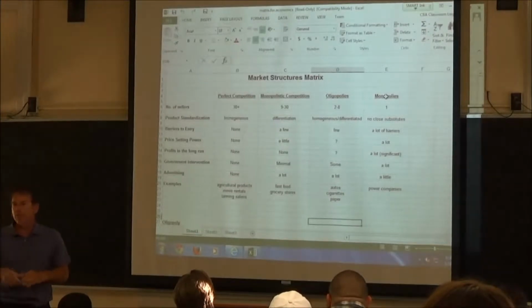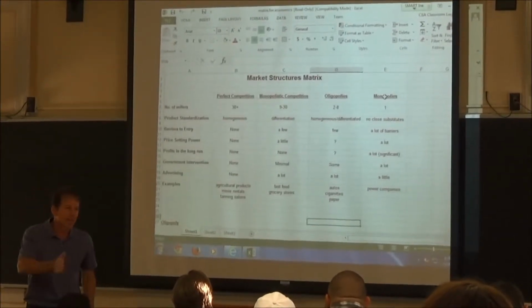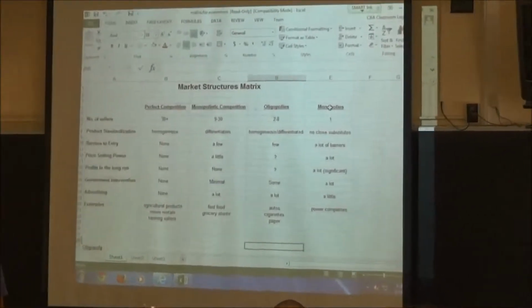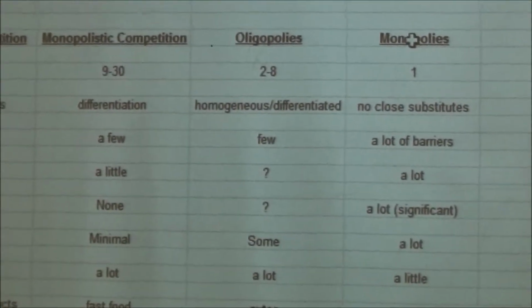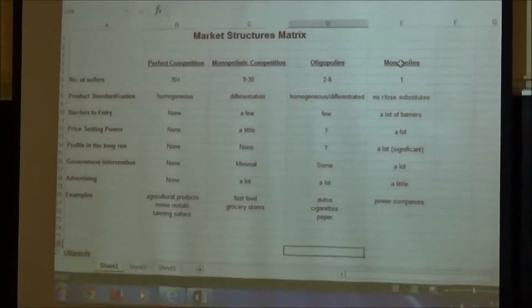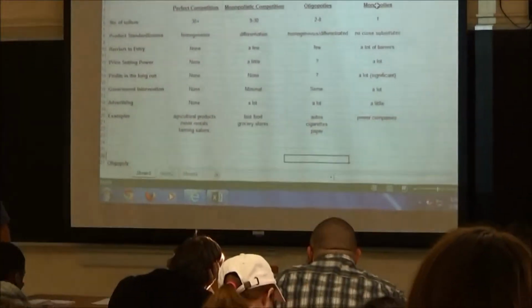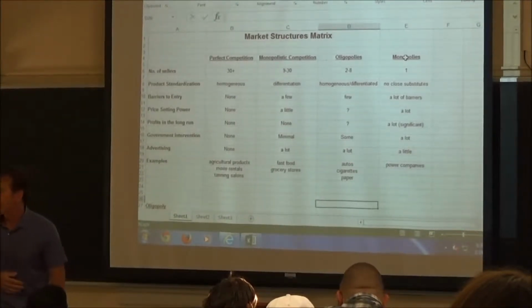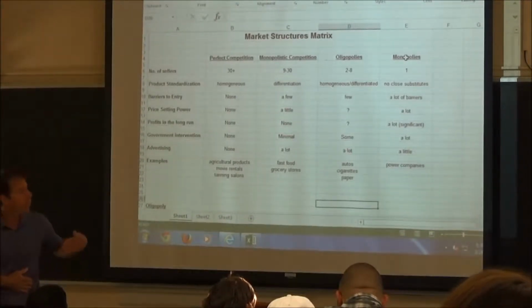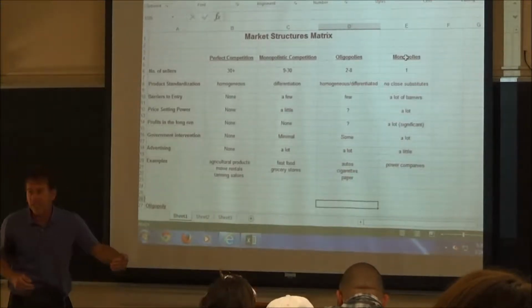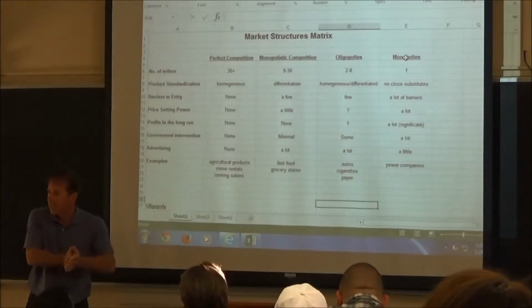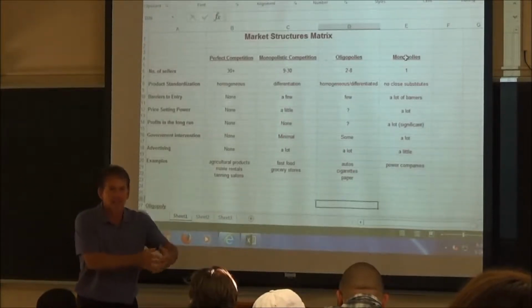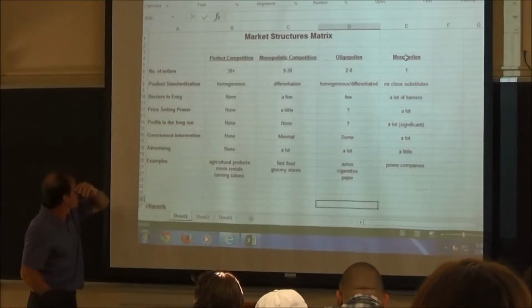Okay, no close substitutes means there's nothing else out there like it. Like electricity. What's the close substitute for electricity? What else would have turned on your hair dryer this morning? Or the lights. You could have used candles, I suppose. But there's no close substitute for electricity. So that would be a product that we can purchase that there's nothing else like it. So you have no choice. If you want electricity, you go to the place that sells it. Okay, so that's the product standardization.